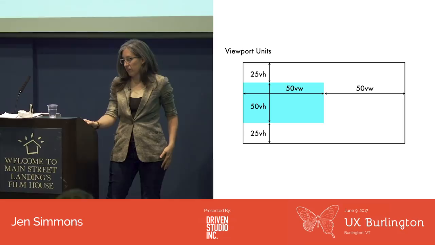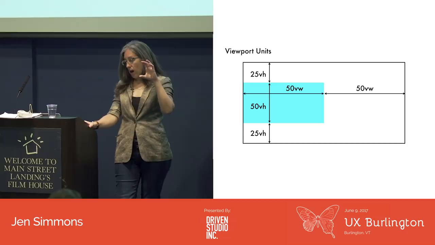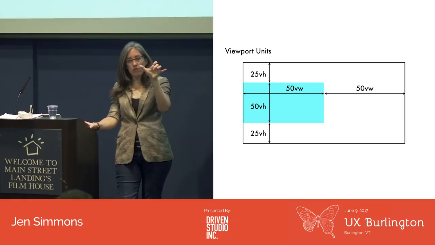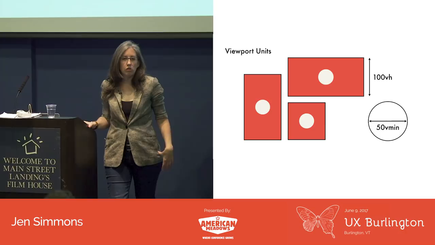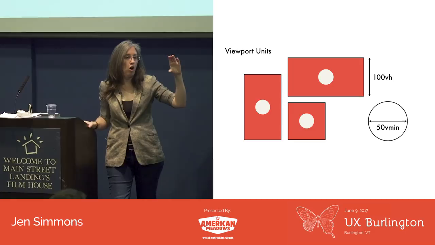Well, it's by using viewport units and by saying, hey, I want this box to be 50% of the height of the viewport and to be 50% of the width of the viewport, and then I want you to place it so that it's centered vertically and justified to the left. Or here, that circle, I've said I want that circle to be 50 vmin, which means 50% of the minimum size. So it looks at height and width, takes whichever one is smaller, and then makes it 50% of that size. Just another way to play around.